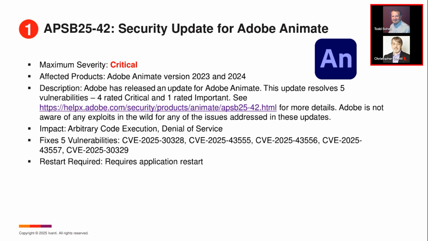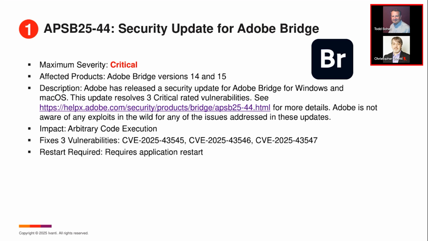Adobe Animate came out addressing 5 different vulnerabilities. And by the way, all of these are rated critical. All of them have to do with arbitrary code execution as a possibility within these applications. None of these 5 are known exploited or have any known exploits being attacked actively right now. So there's Adobe Animate, which addressed 5 different vulnerabilities, 4 of those rated critical, 1 important.